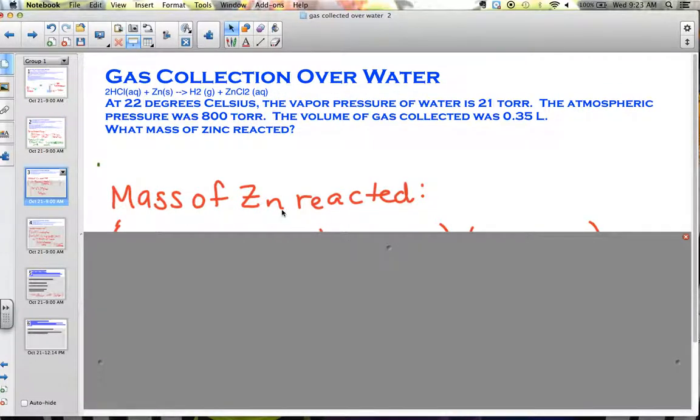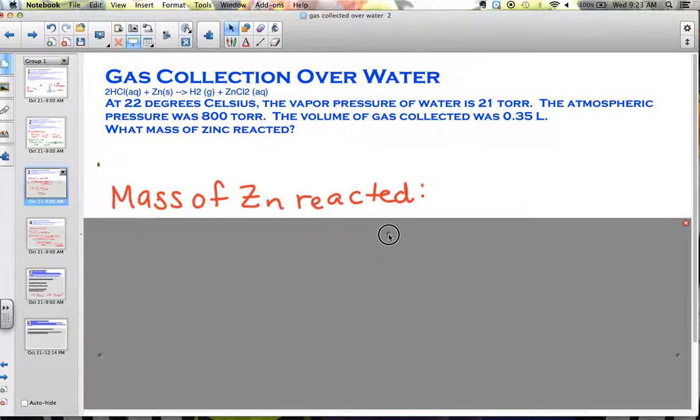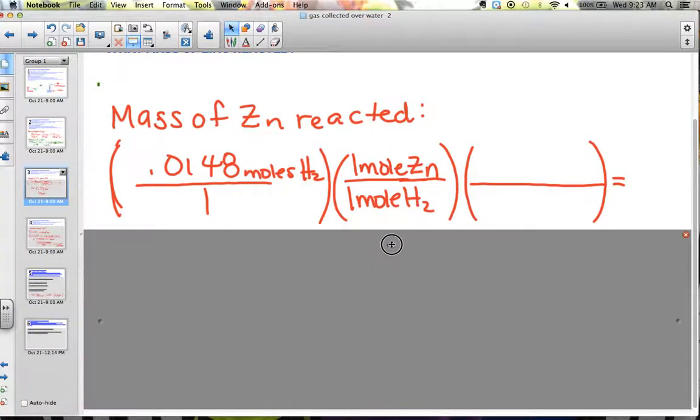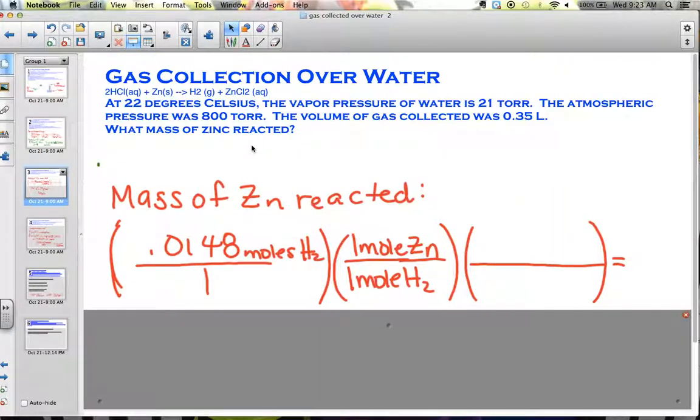To then get the mass of zinc reacted, we're going to do a stoich problem where we take the moles of hydrogen produced and use the mole ratio. So if we look at the reaction, the moles of zinc has a coefficient of 1. The moles of hydrogen is a coefficient of 1. So it's a 1-to-1 ratio. So 1 mole of hydrogen in would be 1 mole of zinc out.